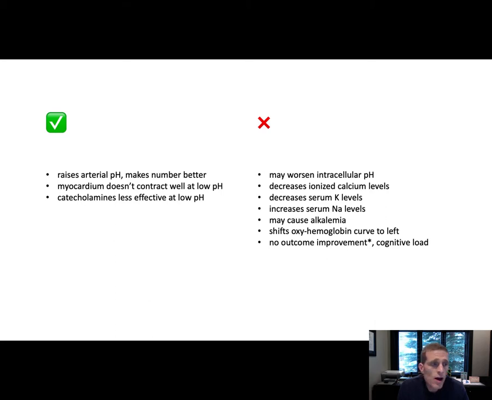I've seen lots of patients with diabetic ketoacidosis who have had profoundly, in fact unmeasurable, pHs on our hospital blood gas machines, so less than 6.8, whose blood pressure has been just fine. So their myocardium appears to be contracting well enough in that acidemic state. Regarding hemodynamics, there's been no literature that's demonstrated that hemodynamics are improved with bicarb versus just giving normal saline and expanding their volume. Reasons against it: it may worsen intracellular pH.